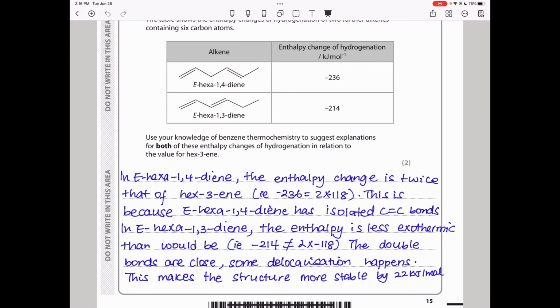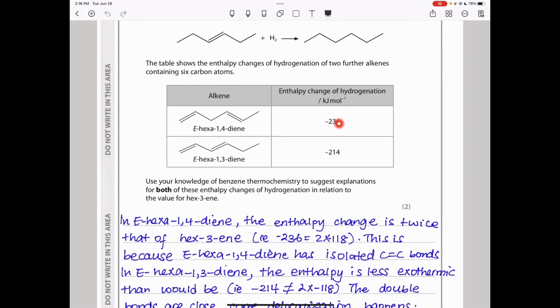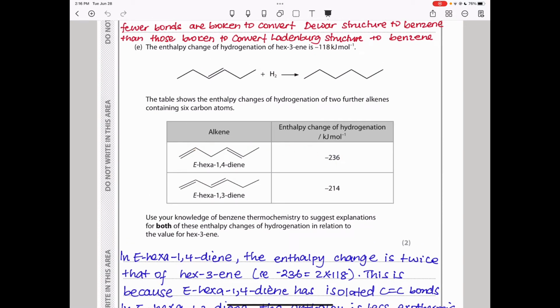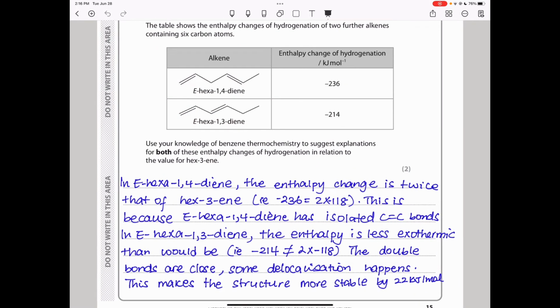So here I say, in E-hexa-1,4-diene, the enthalpy change is twice that of hex-3-ene, which is negative 236, which is twice basically negative 118. So we can see this makes sense because it's twice this for 2 is twice that for 1. However, there is a problem here. The reason is these carbon-carbon double bonds are so close and there is delocalization. That delocalization makes this structure more stable and therefore the enthalpy is going to be lower than predicted.